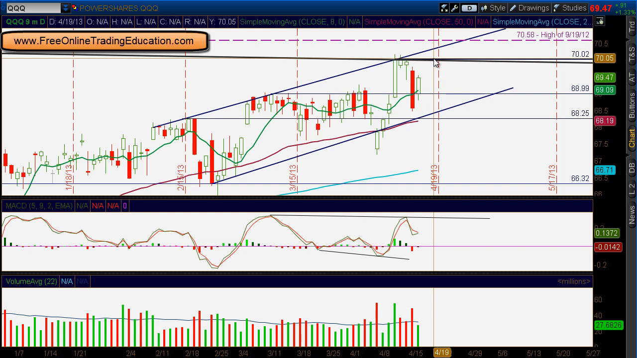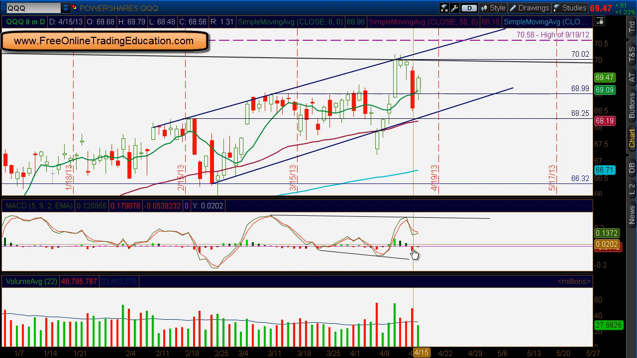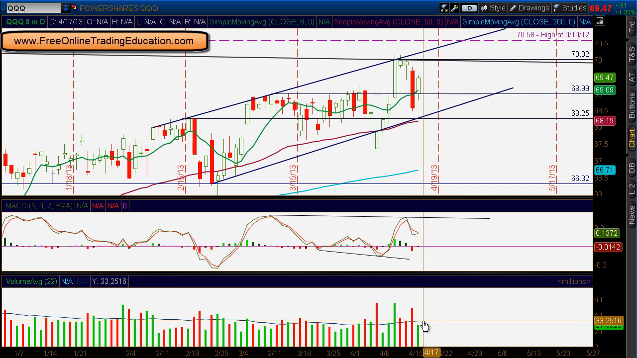Make sure you have them on your chart, and also remember to pay close attention to the MACD. Make sure that it's confirming everything that's happening on the Qs, and also the volume. You should already know this, and you should remember to also pay close attention to the volume. Make sure that it's confirming everything we see happening over there.